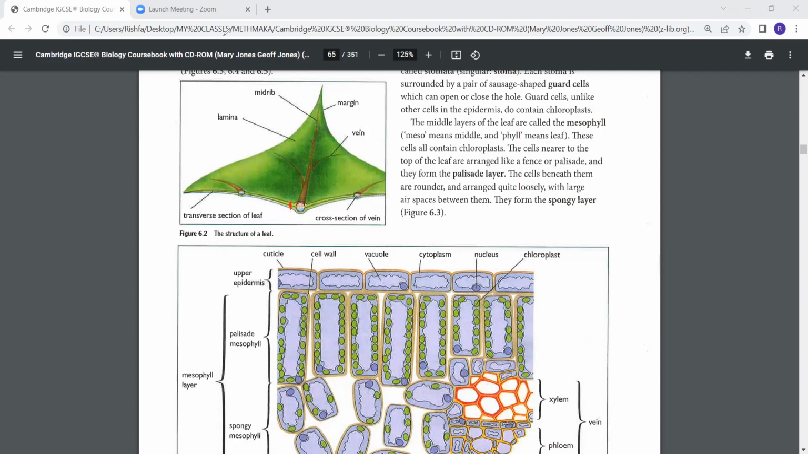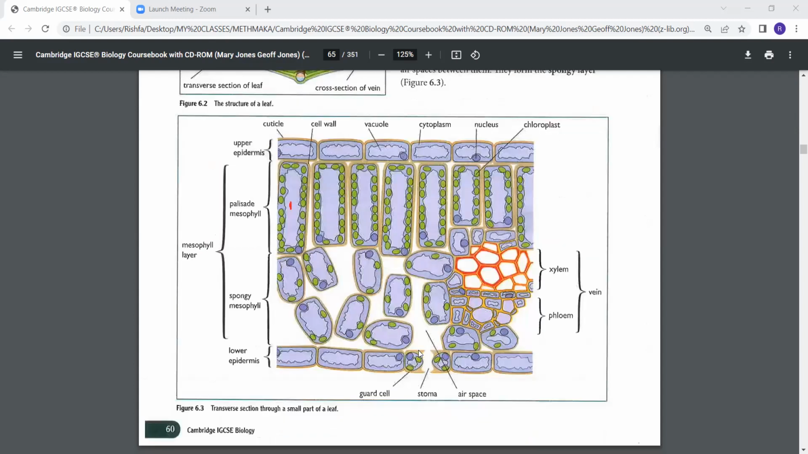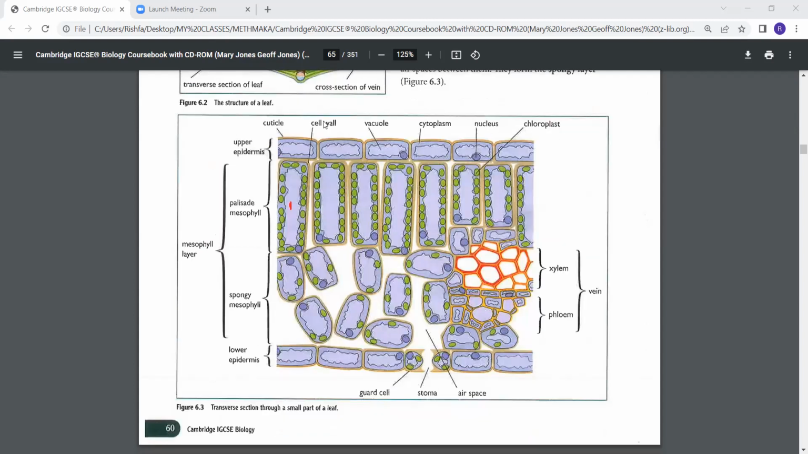These are the different types of cells. See this, the upper epidermis, palisade mesophyll, spongy, lower, and all this. Shall we move to the section? Did you just get an idea up to this? I can't hear you.